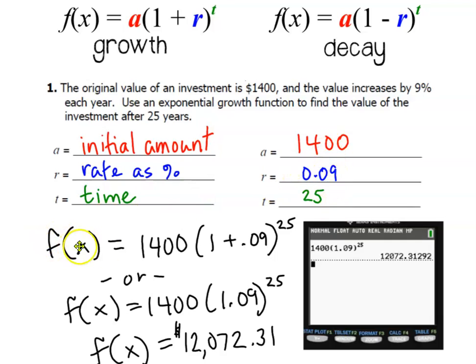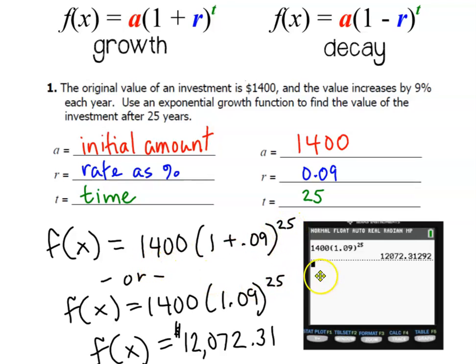Now notice that down here in black, I filled in all of my parts into my growth formula. I filled in 1400 for A, I put parentheses, a 1 and a plus sign, I put 0.09 for my R value, and 25 years for my T value.